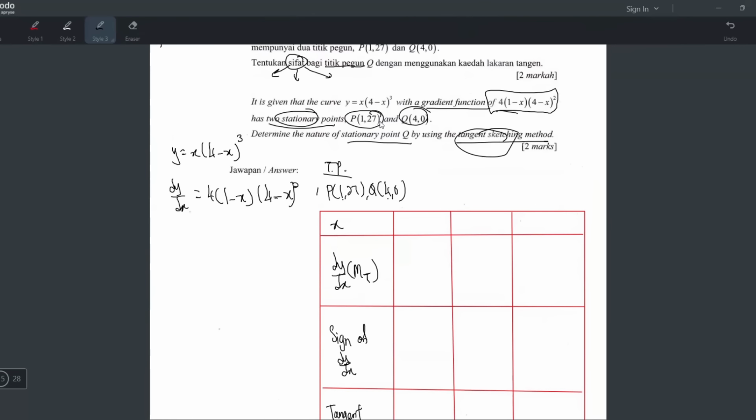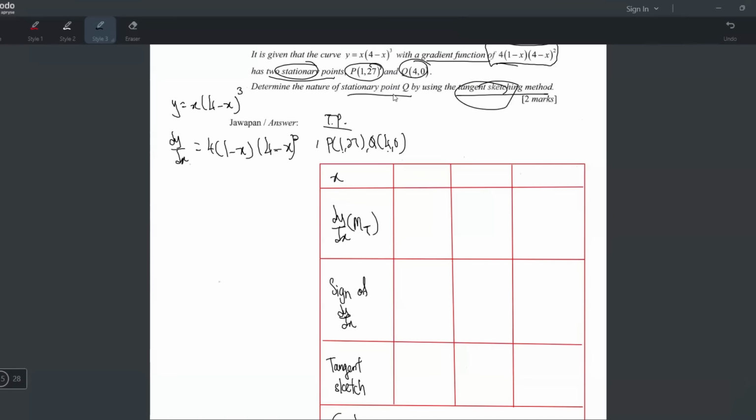But what if the soalan tak bagi turning point? Then you have to take dy dx equals 0, and find out the turning point first. They want you to determine the nature for point Q only. So point P we can ignore. For point Q, look at the x coordinate 4. That one you have to write in the middle.